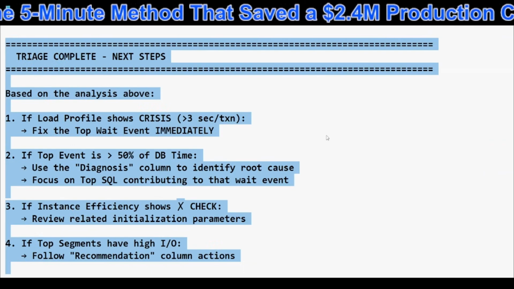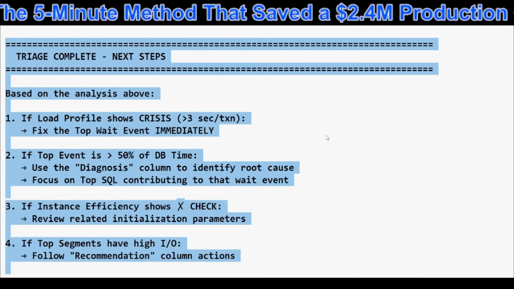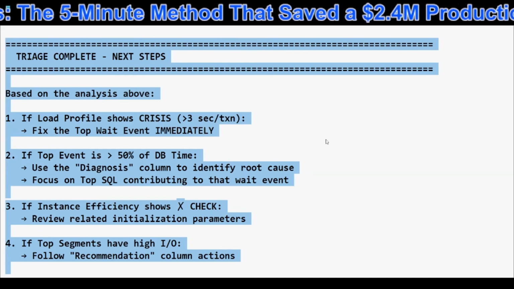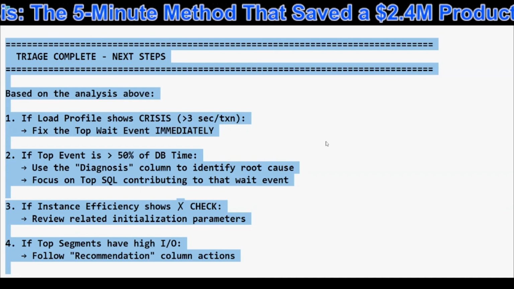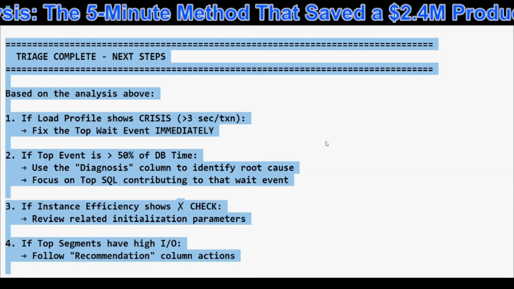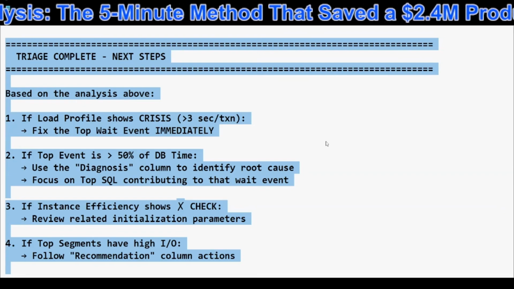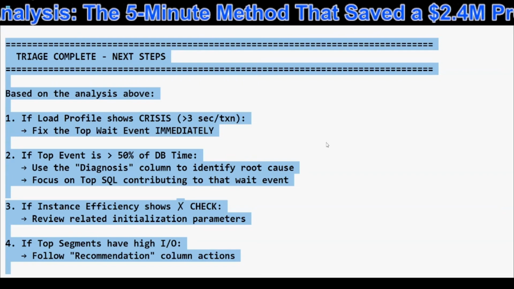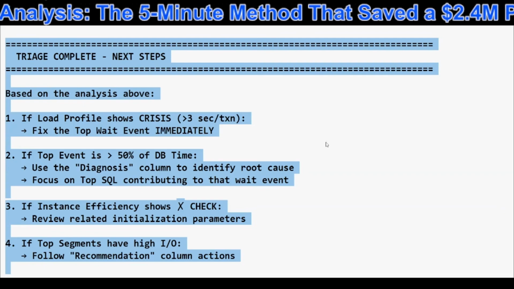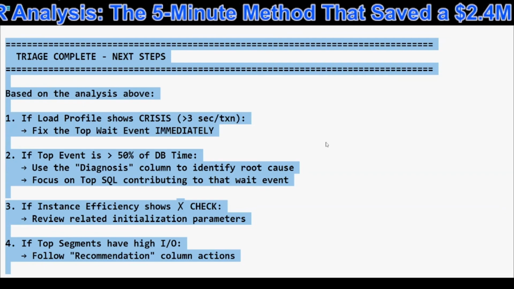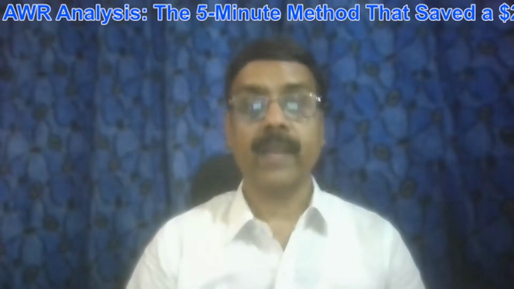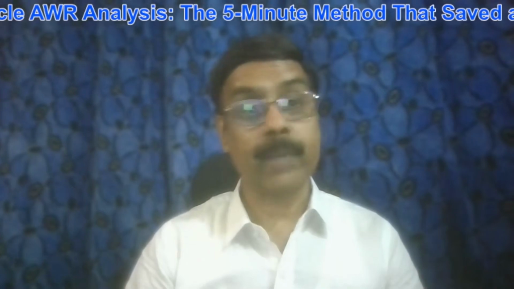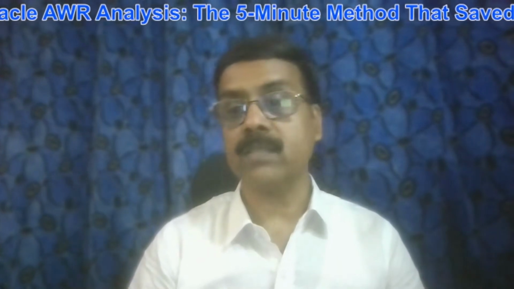Final output. The script then summarizes everything into clear next steps. For example, if load is high, fix the top wait event immediately. If one event dominates, focus on root cause and related SQL. If efficiency metrics fail, review configuration. If segments show high I/O, follow the optimization recommendation. And that's it. A complete performance analysis with clear recommendations in under 5 minutes.